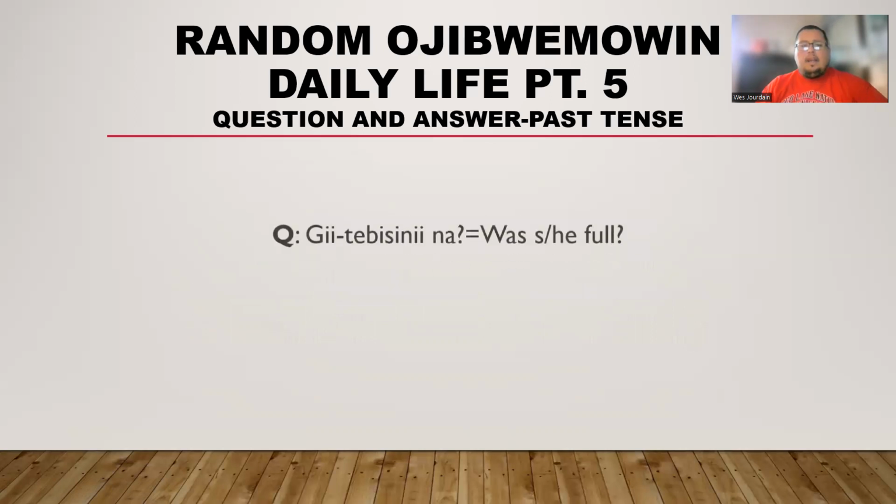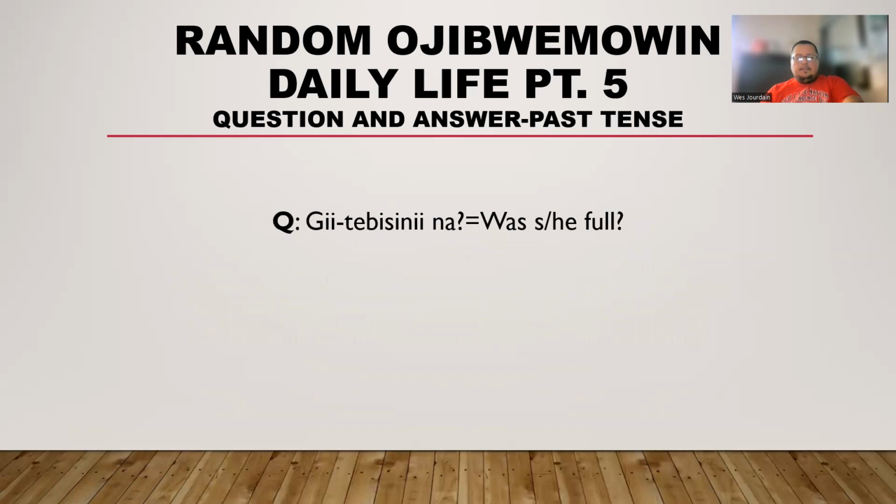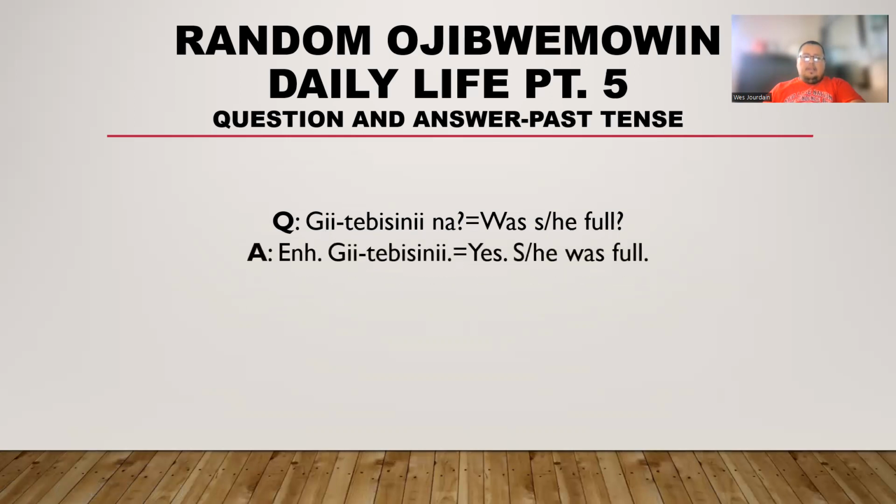All right, next one. Gite bisanina. Was she or he full? Did she or he get full? And notice D initial consonant change to T in this sentence. The double I's stay on this because they're long sounding. And then we just add na rather than inna because it flows better. Gite bisani. Yes. She or he was full or she or he got full.